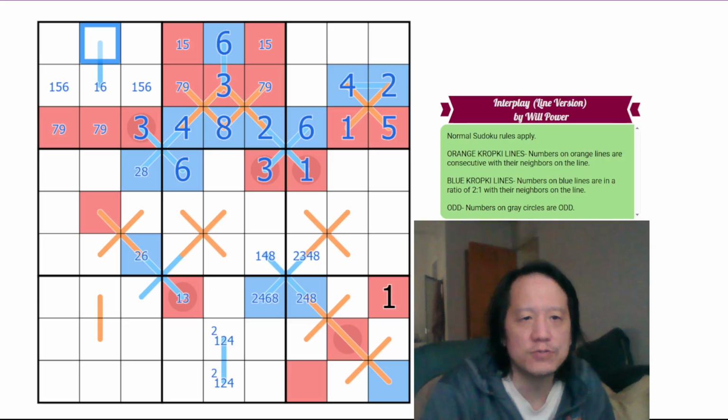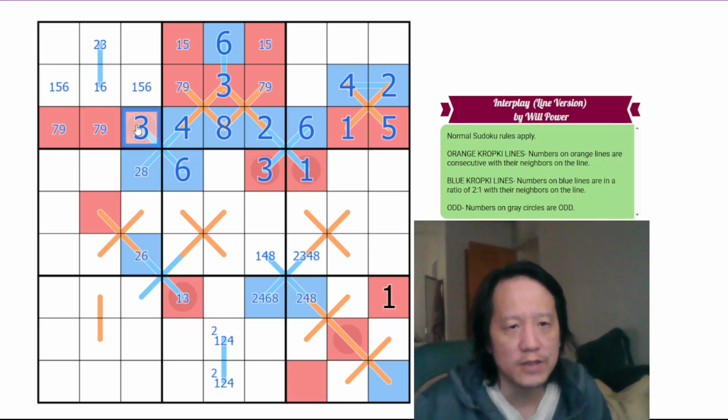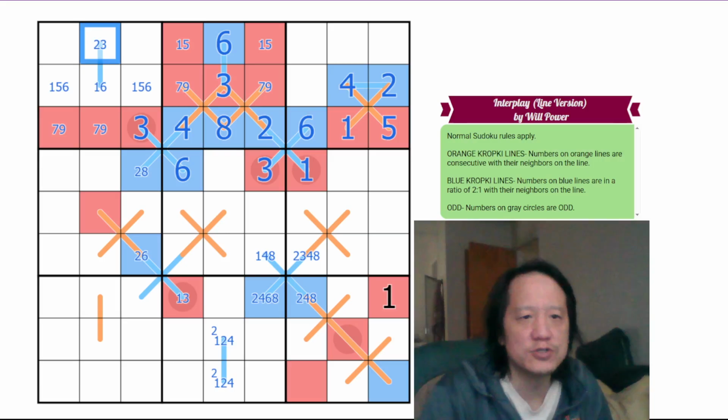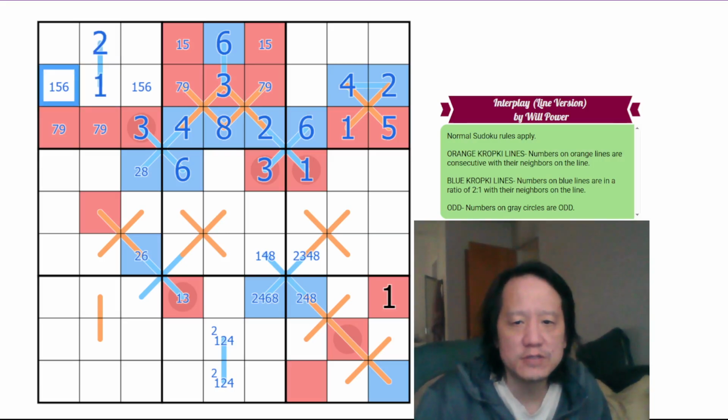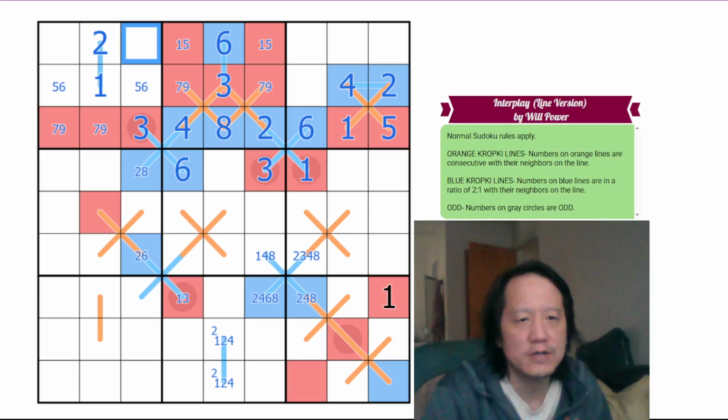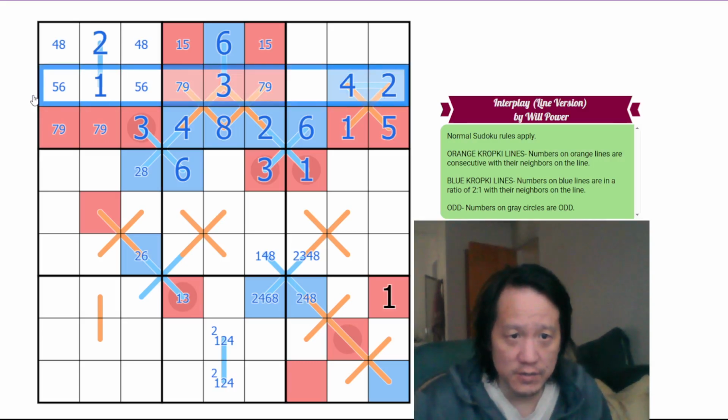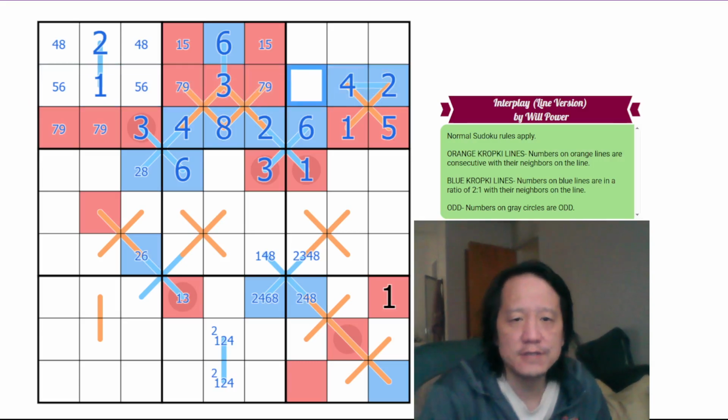1 would be in a 1-to-2 ratio with 2. 6 would be in a 1-to-2 ratio with 3. But this can't be 3 and 6 because of the 3 in the box. So this has to be 2 and 1, which means this can't be 1, this can't be 1. Remaining digits in this upper left-hand box are 4 and 8. Remaining digit in row 2 is an 8.